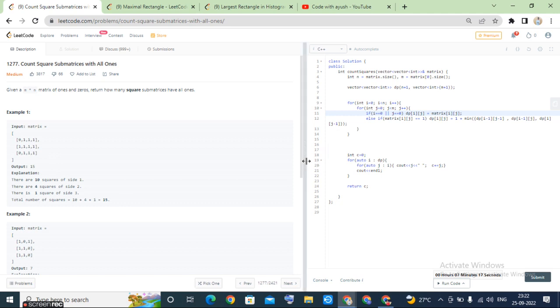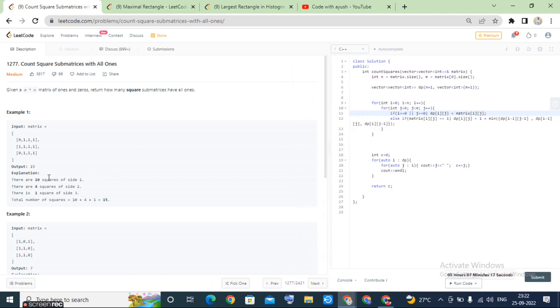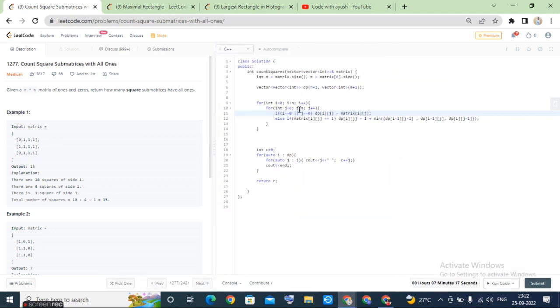Initially you can start off your thinking by saying, let's calculate the squares of all ones of side 1, then side 2, then side 3, and so on. But that's not actually practical. Maybe you can do it, but with much more time complexity. The practical way is to create a double vector of vector dp, right?